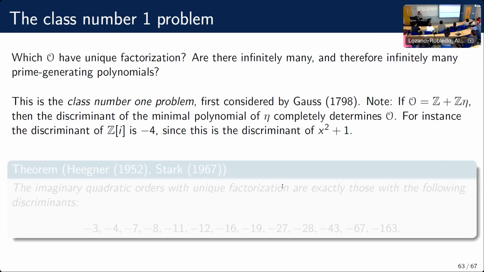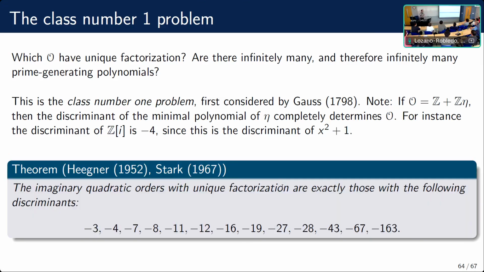So Gauss conjectured that the imaginary quadratic orders with unique factorization all belong to this one list. There's only finitely many of them. The first one is -3, that's this one. The second one is -4, that's this one, and then it continues, and the last one is -163. That was conjectured in 1798, but the proof was not complete until 1967.